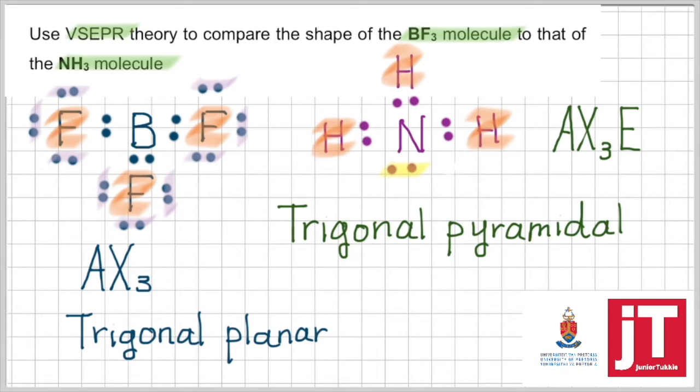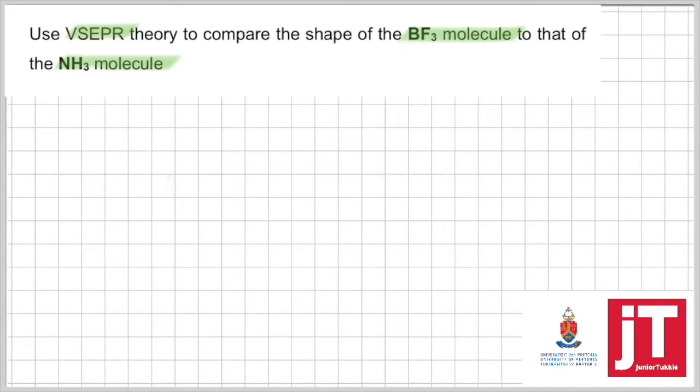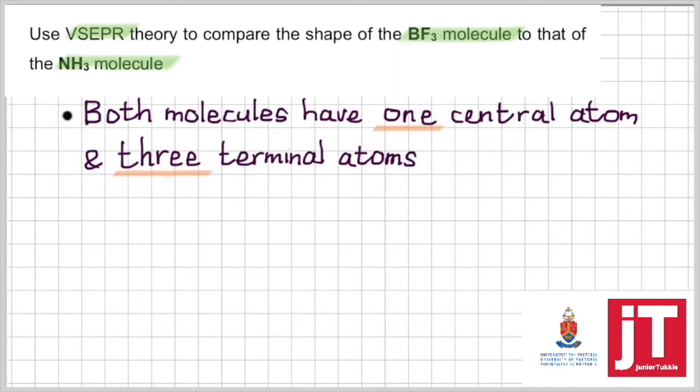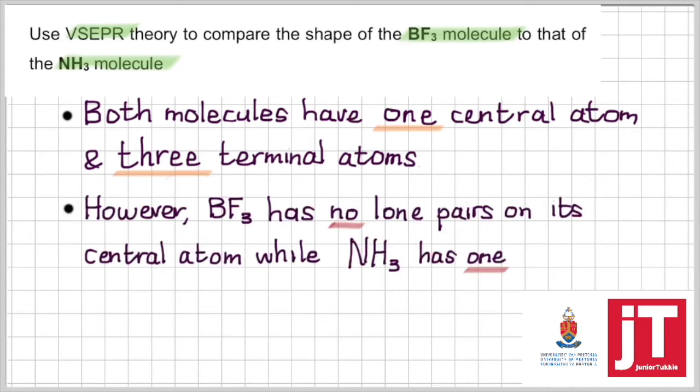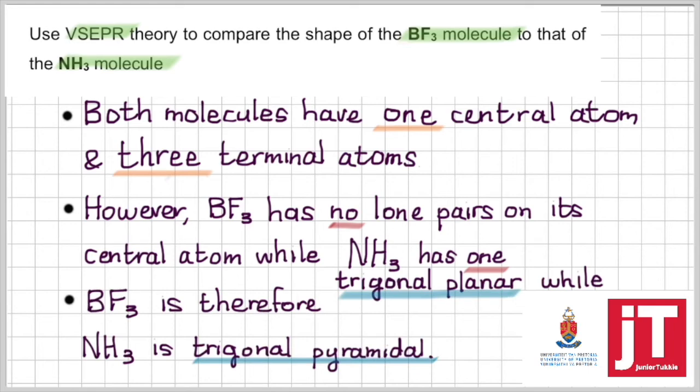We explain our answer in words. We say, both molecules have one central atom and 3 terminal atoms. This is what is similar about the molecules because we are comparing them. However, BF3 has no lone pairs on its central atom, while ammonia has one. BF3 is therefore trigonal planar, while ammonia is trigonal pyramidal.